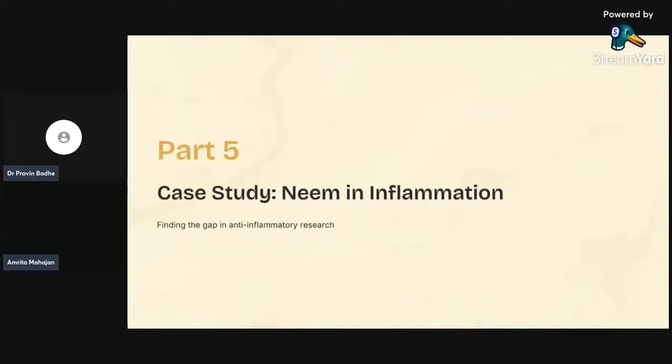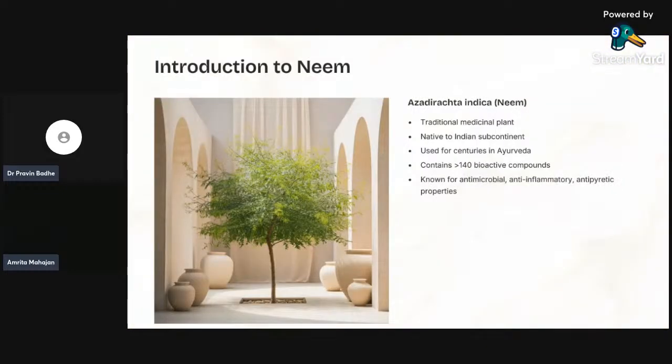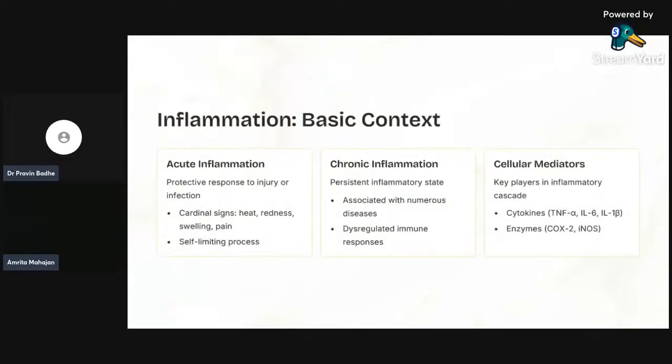So this is a case study. Let us study it once. As we all know, neem is a traditional medicine plant native to the Indian subcontinent, and it has been used for centuries in Ayurveda and traditional medicine. It contains more than 140 bioactive compounds. It is also known for anti-inflammatory, antibiotic and antimicrobial properties.